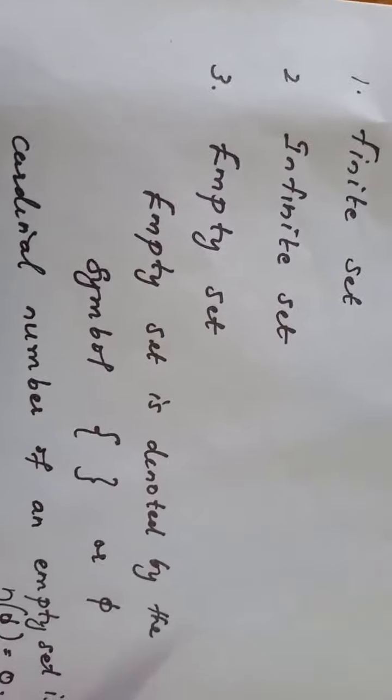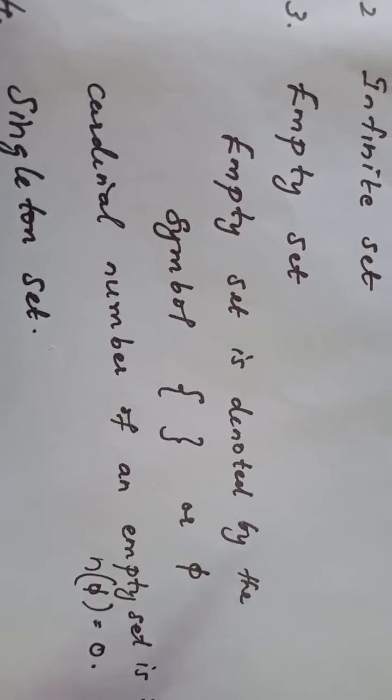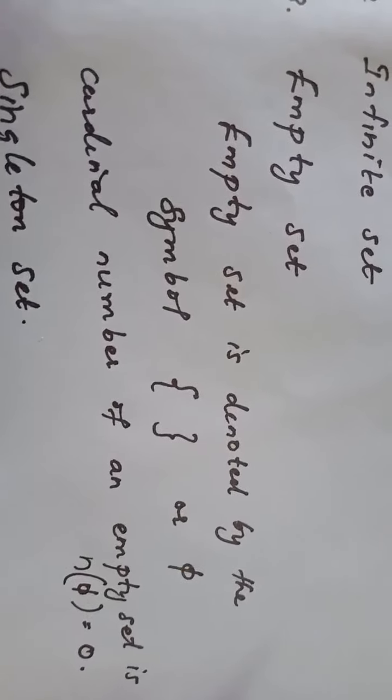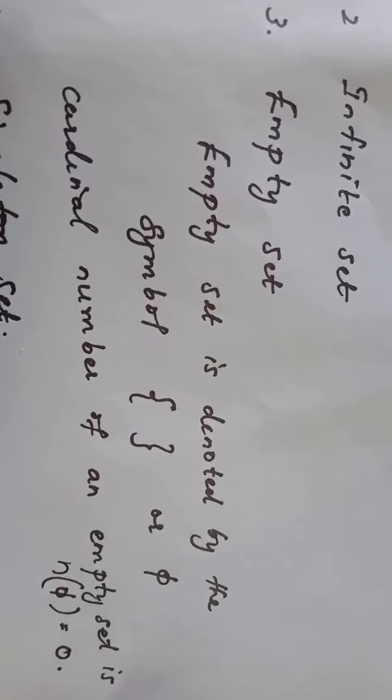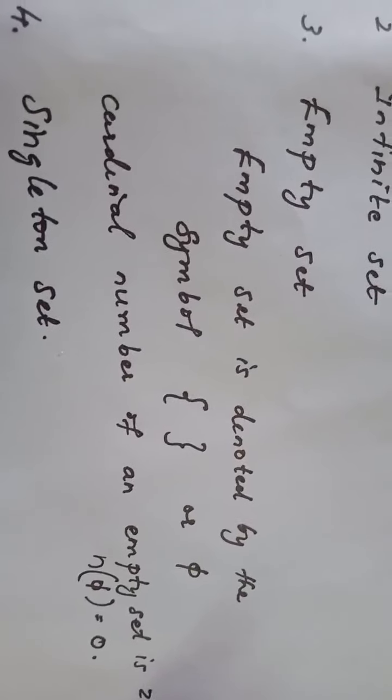Now example, set of prime numbers between 5 and 7. We know that there is no prime number between 5 and 7, so the cardinality will be 0, and hence it will be an empty set.